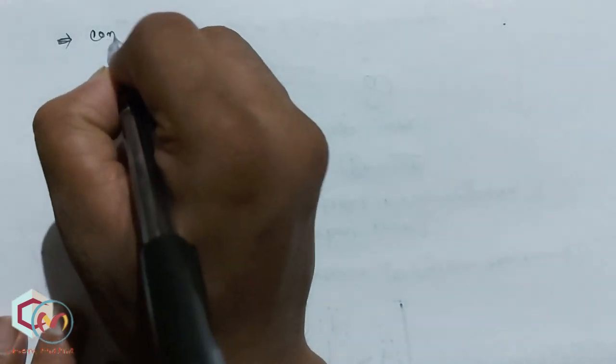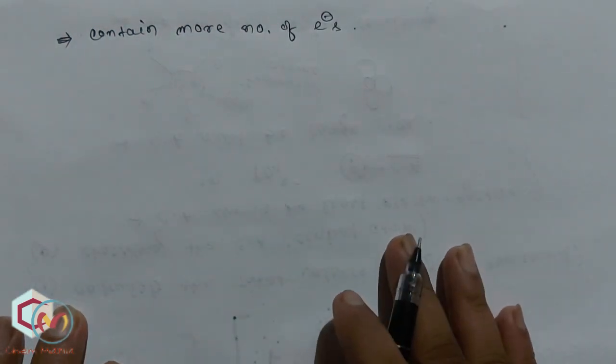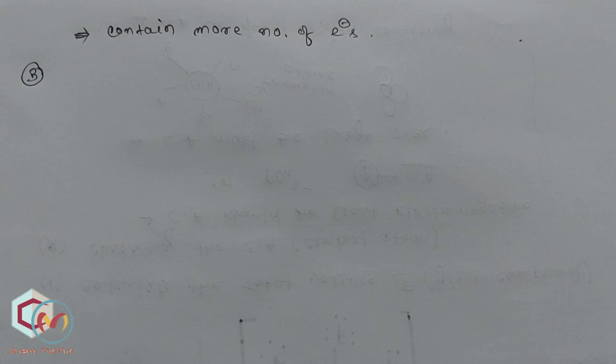The fourth one is that the central atom contains more number of electrons. If it contains more electrons, it can share its electrons so that it can form maximum covalency. So it should contain more number of electrons. These are the four criteria for choosing the central atom. We have chosen the central atom and terminal atoms.